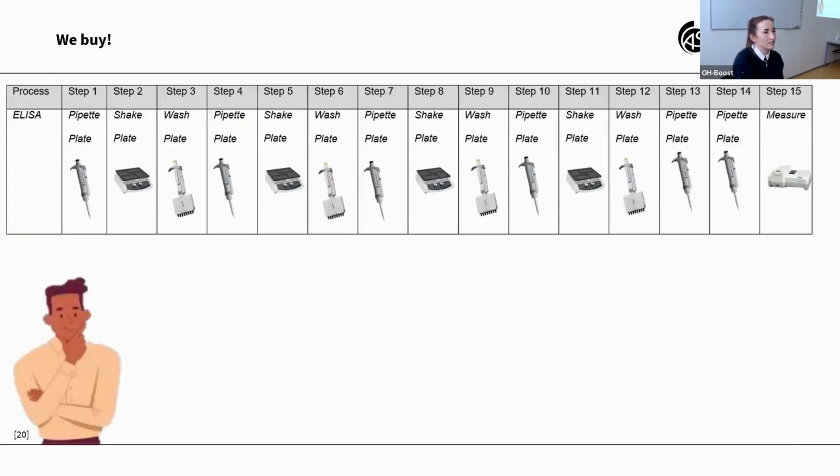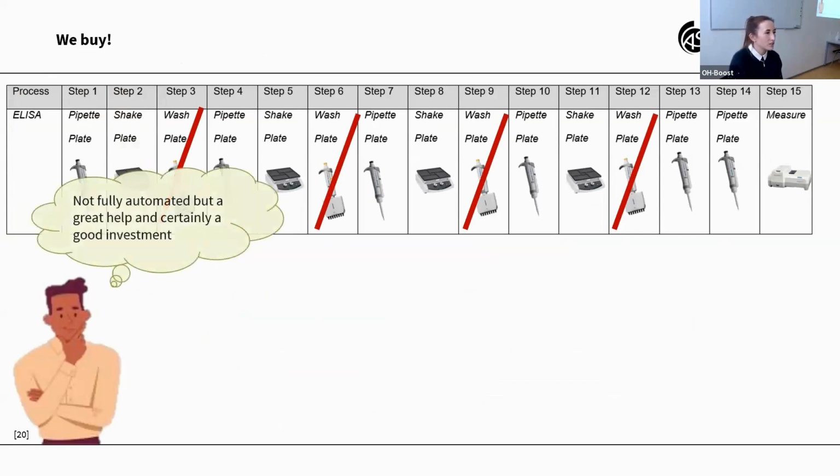And here again is the process. With this automation system, with the washer, we can automate steps 3, 6, 9, and 12, which is not what he thought about. He wanted full automation, but better a well-considered automation than a full automation that will not lead to our automation goals.